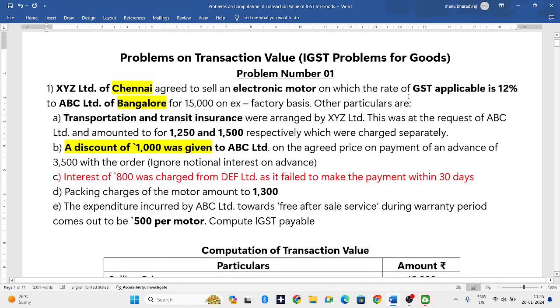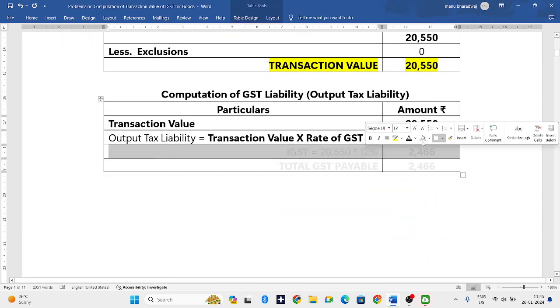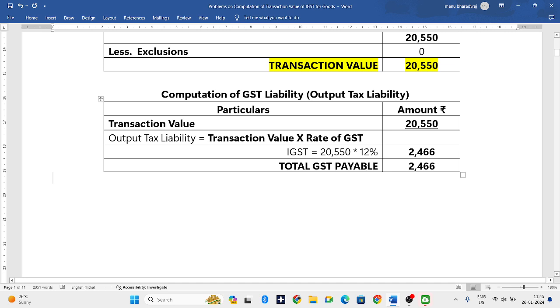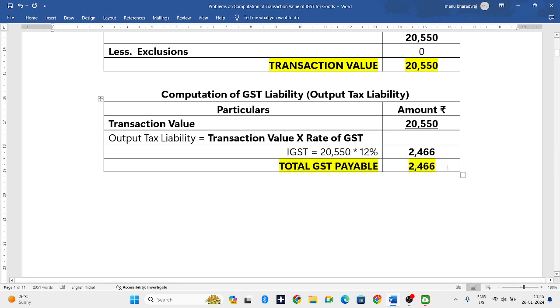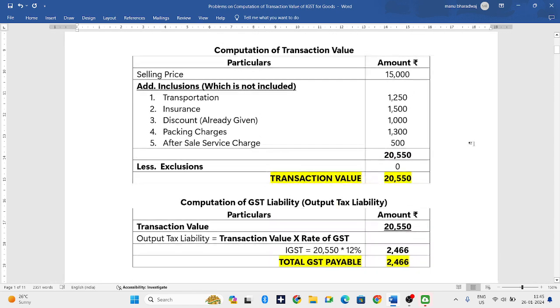So what is the rate of GST? GST applicable is 12%. They have given in the question GST applicable is 12%. So IGST equals 20,550 into 12%. When you do that, you will get 2,466 rupees. So the total GST payable will be 2,466 rupees. This is how you need to calculate when it is an IGST problem.